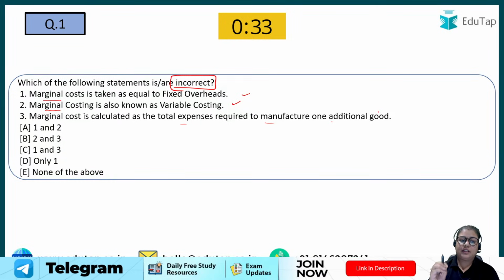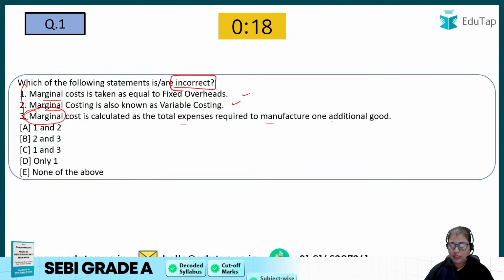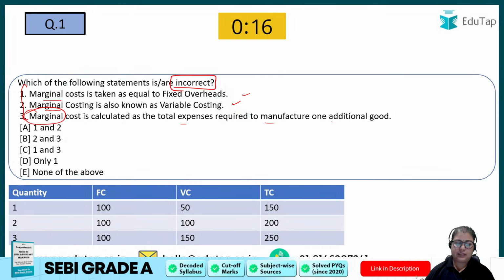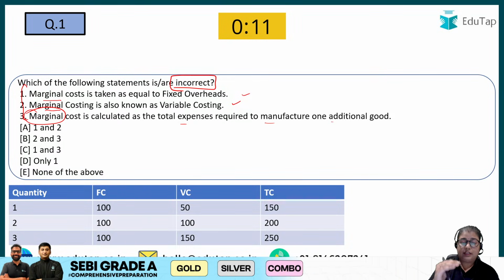So what do you understand by marginal cost? What is the meaning of marginal? Marginal means the margin, or you can say the additional cost. So the additional cost to manufacture one more unit of output is known as the marginal cost. Before understanding the statements, I would like to tell you something about marginal cost and how we figure out what the marginal cost is.